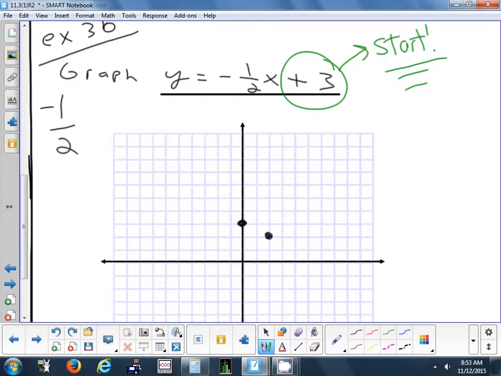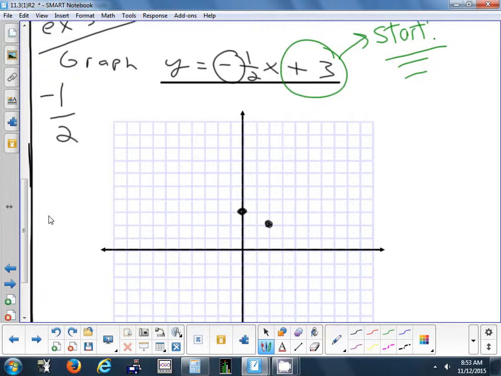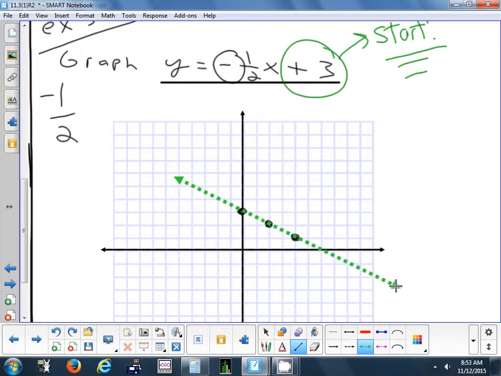We have that in your notes from Tuesday. When it drops down to the right, I know it's a negative slope. I can do it one more time too. I can go down 1, right 2. All right, Mr. Hager, I'll let you draw the line because you're the line drawing expert.